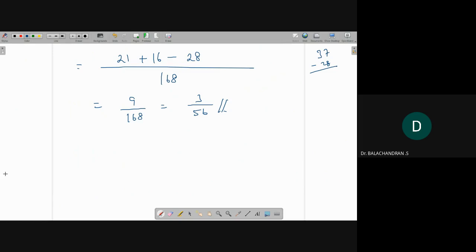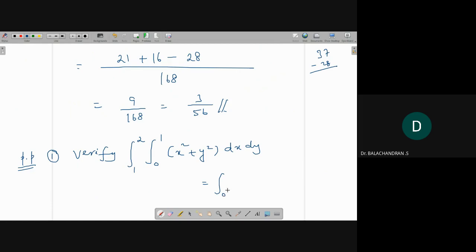For practice, I will give one problem, a practice problem. Verify that the double integral from 1 to 2, 0 to 1, of x square plus y square, dx dy, is equal to the integral from 0 to 1, 1 to 2, of x square plus y square, here dx dy, here dy dx. The answer for this problem is 8 by 3. So that means you should evaluate the left hand side and get 8 by 3, and then the right hand side you should evaluate and get 8 by 3.